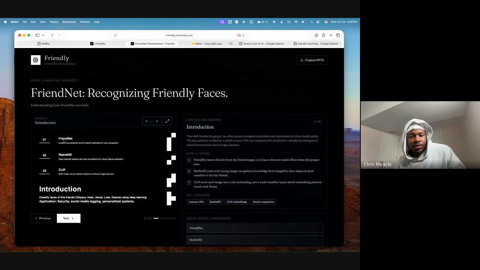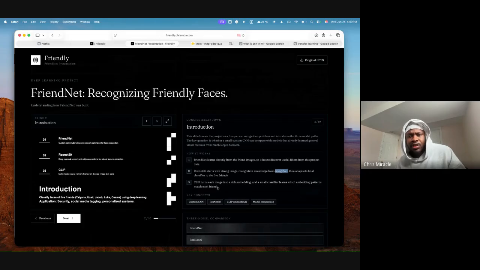Like I said, I worked on Friendnet, ResNet50, and CLIP. Friendnet learns directly from friends' images, so it has to discover useful filters from this project. That's what a CNN does. ResNet is also a CNN architecture. It brings image recognition knowledge from ImageNet, and then I added the final classifier for the 5 friends. CLIP turns each image into rich embeddings, so it's not a classifier.